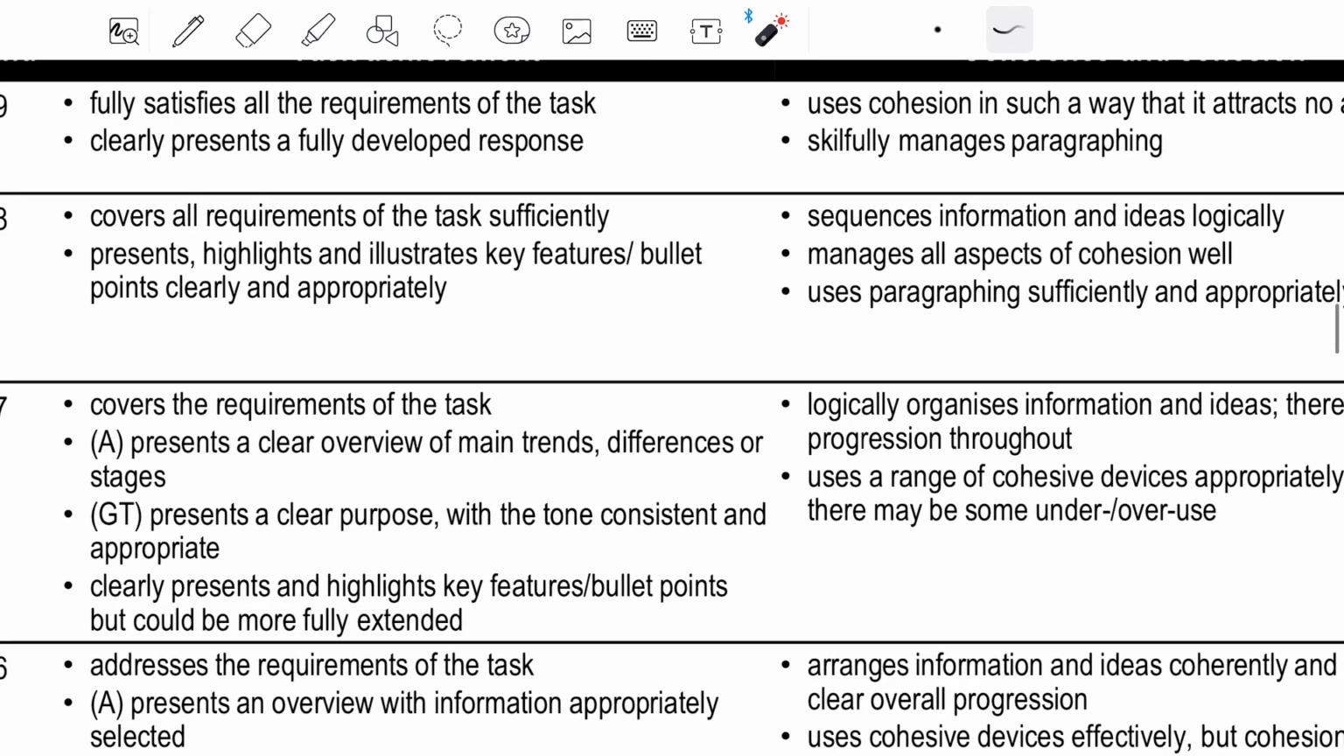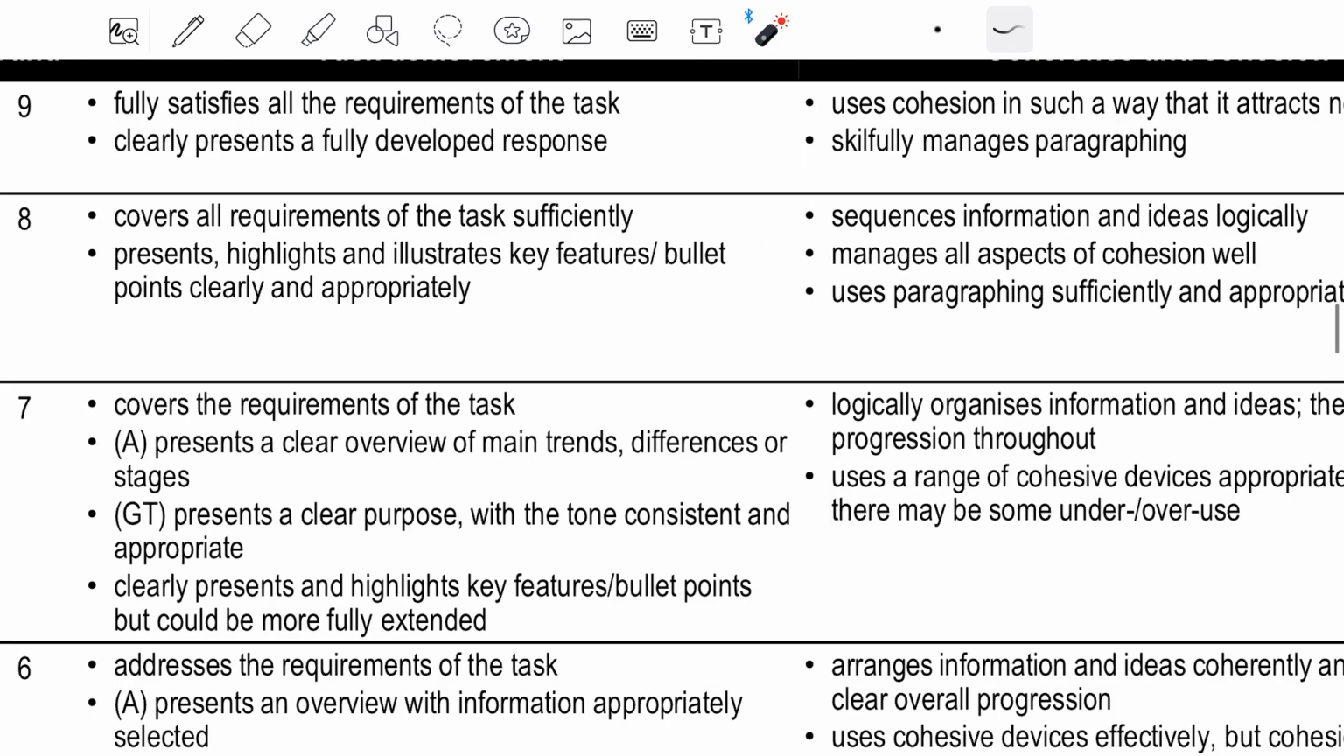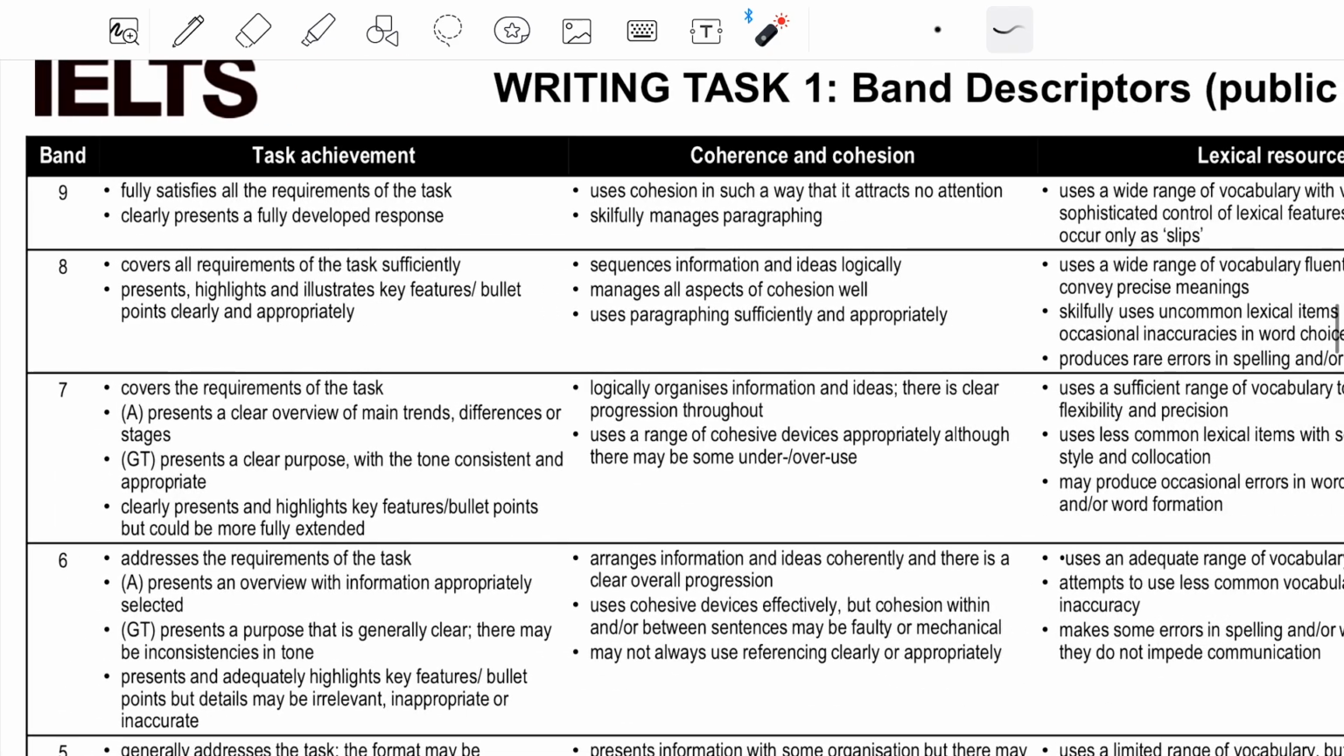So you need to cover all requirements of the task sufficiently and you need to highlight and illustrate key features. Now what are the key features? I will explain that shortly. You also need to sequence information and ideas logically. This is really important, and you also have to create paragraphs appropriately. Now how to do all this, I'm just going to cover quickly.